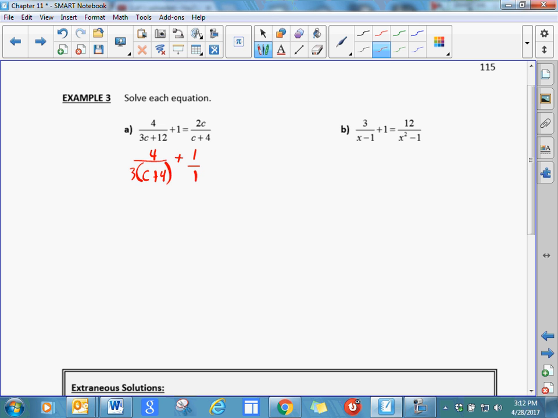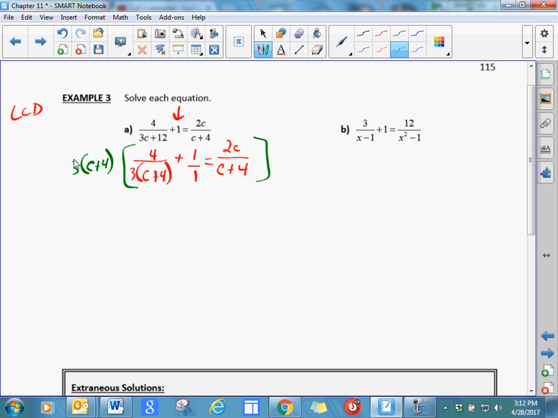And I'm going to write this 1 as a 1 over 1 to remind you that this term has a denominator as well that needs to be considered when we are multiplying through by the LCD. So the LCD of this equation is this factor and this factor. This one is the same as that one, so we only need them once, and the denominator 1, which is a factor of everything. So I'm going to multiply through by the LCD, which is 3 times c plus 4.